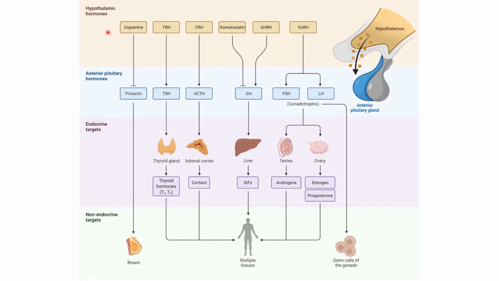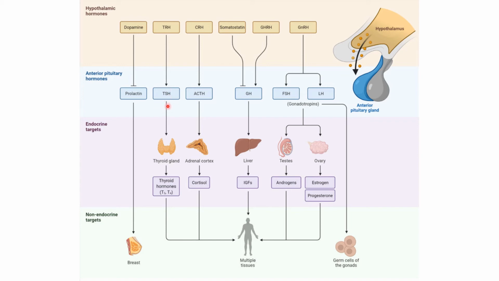So we have here all of the different hormones. This picture is nice because it divides the different levels of hormones. We have the hypothalamic hormones, which directly affect the pituitary hormones, here specifically the anterior pituitary hormones. So we have dopamine, which has effect on prolactin, and the non-endocrine target is the breast. There is the thyrotropin releasing hormone.